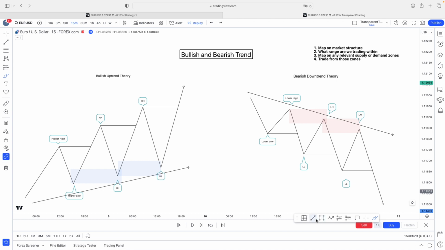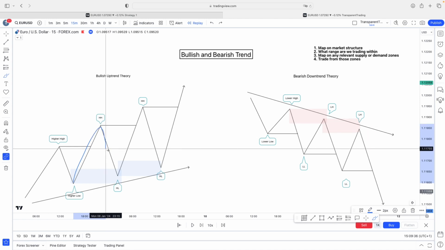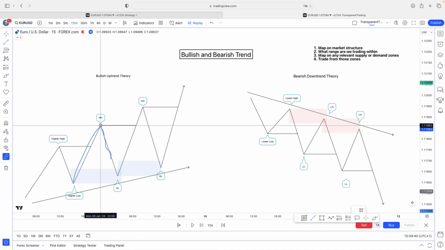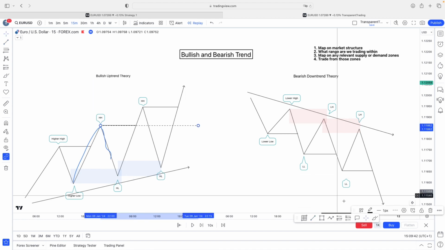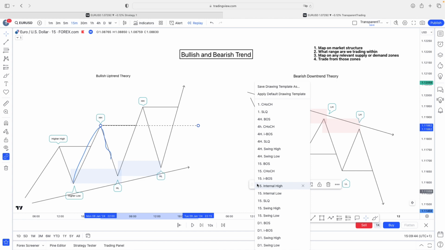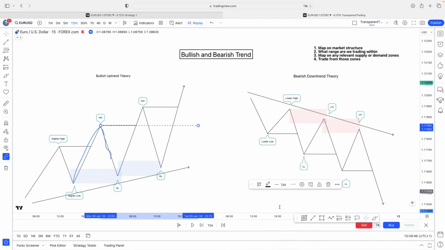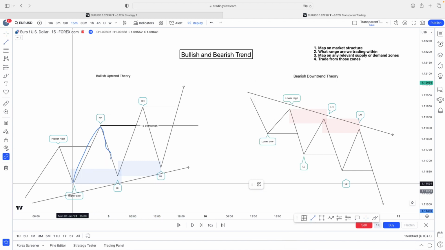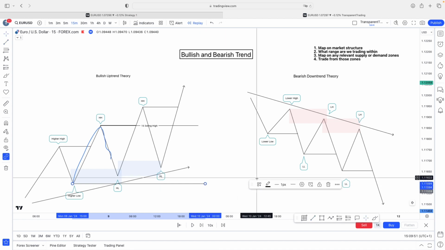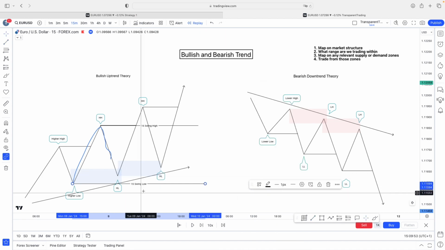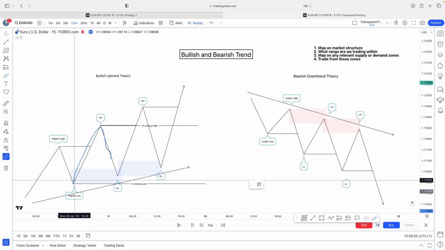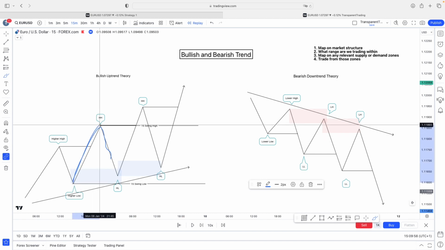So if we've broken structure here and we've started to pull back and we're here now, we can then map on our weak swing high that we expect to be targeted, right? This is our M15 weak swing high. And we can also map on our M15 strong swing low that we expect to hold, right? This is our M15 strong swing low. This is our impulse leg of the M15, okay?